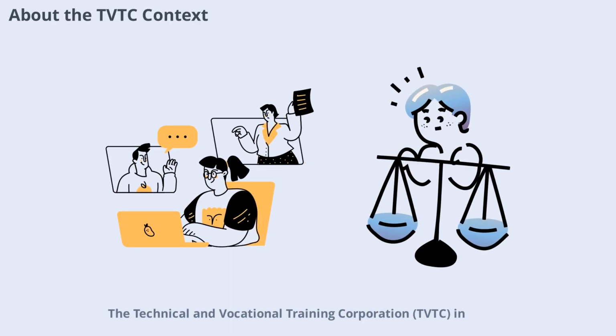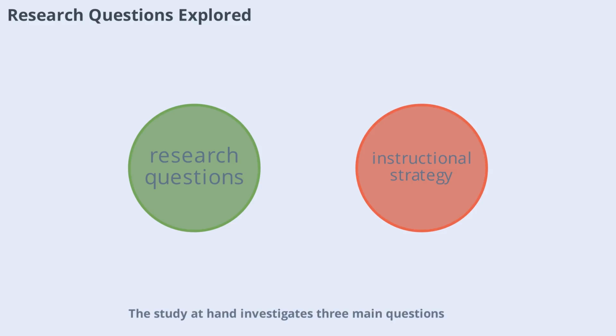The Technical and Vocational Training Corporation, TVTC, in Saudi Arabia provides a compelling backdrop for studying code switching. With over 260 branches and a mission to develop a skilled workforce, TVTC's English language program serves students from diverse backgrounds. Teachers at TVTC often encounter varying levels of English proficiency, making code switching a relevant instructional tool. By focusing on this context, researchers can observe how code switching is used in real-world classrooms and its impact on student learning outcomes. The study at hand investigates three main questions.